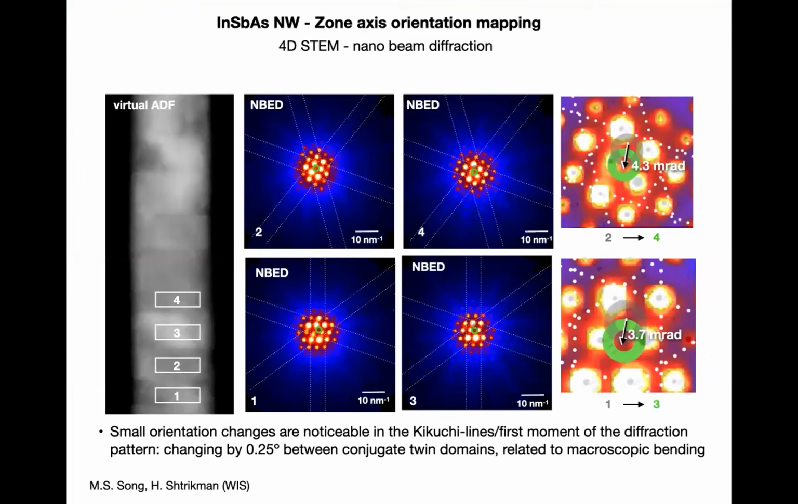What else can you do with 4D STEM? Since you have diffraction patterns, you can basically do zone axis orientation mappings and then measure strain or lattice bending. We did this here for indium arsenide antimonide nanowires, which showed twinning, and we can relate the twinning in the structure to small deflections of the diffraction pattern, which is related to orientation tilts of the lattice.